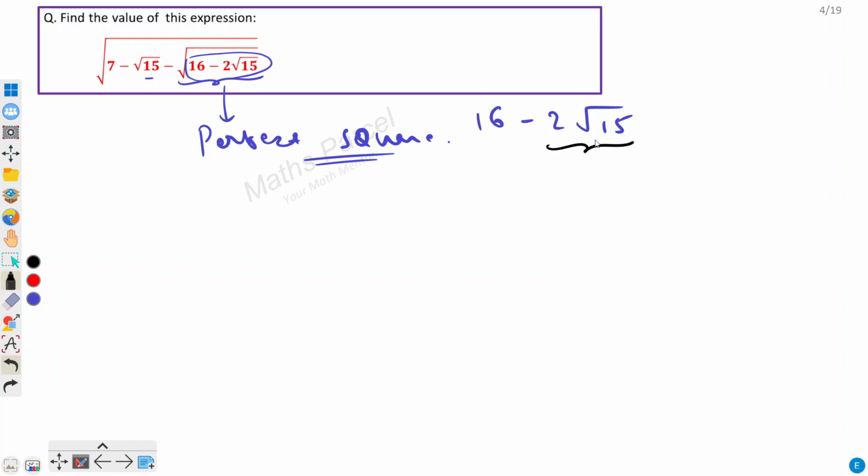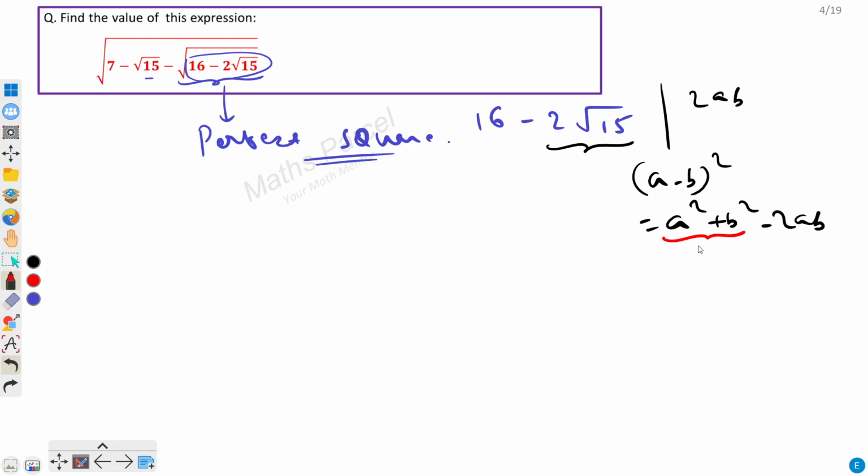We have 2, so we can do it like 2ab, right? This can be (a minus b) whole square if I am able to break this, and this would give me a square plus b square minus 2ab. So this a square plus b square would map to this 16, and this minus 2ab would be 2 root 15. So how can I break root 15 into a and b? Let's say we use root 15 and root 1.